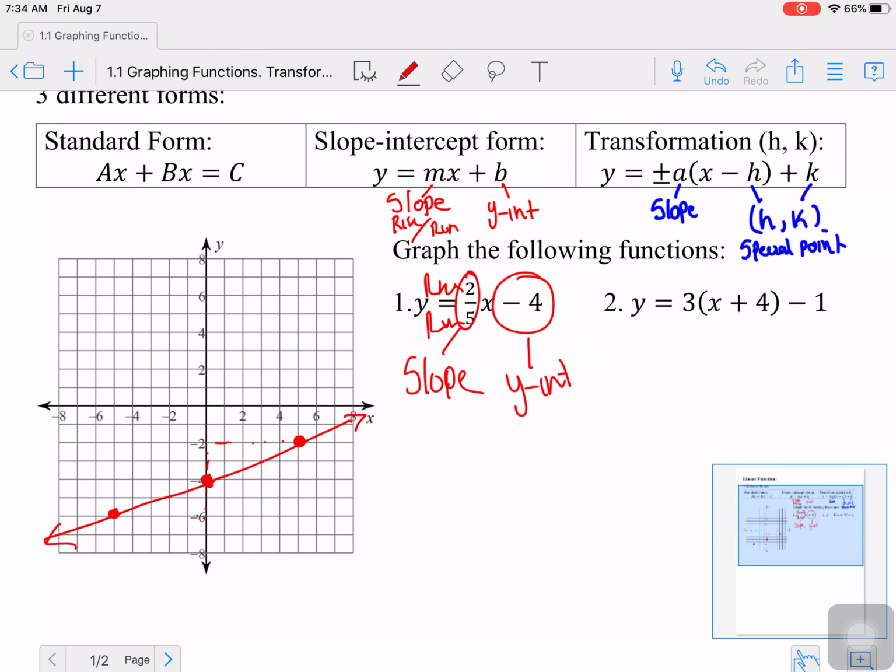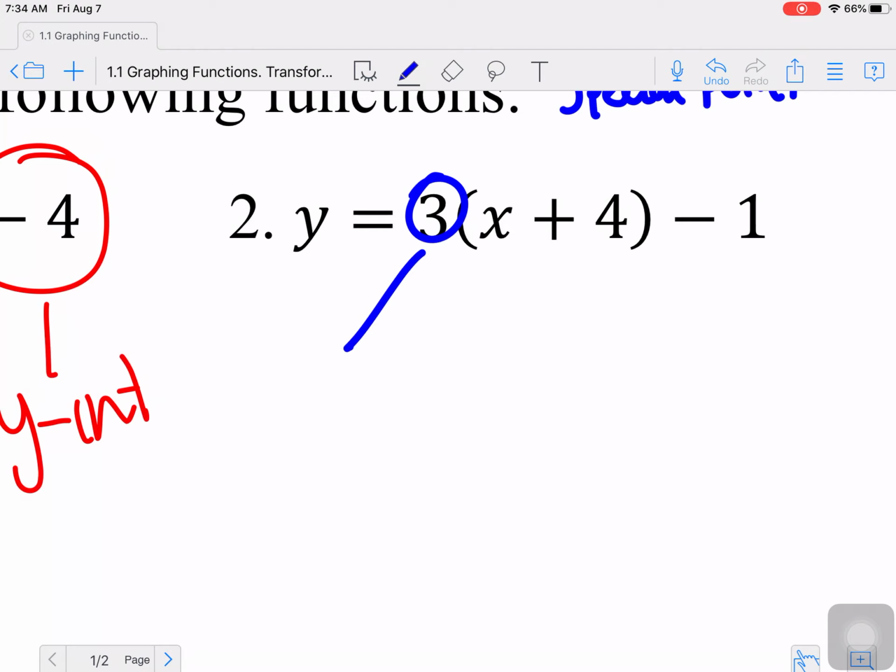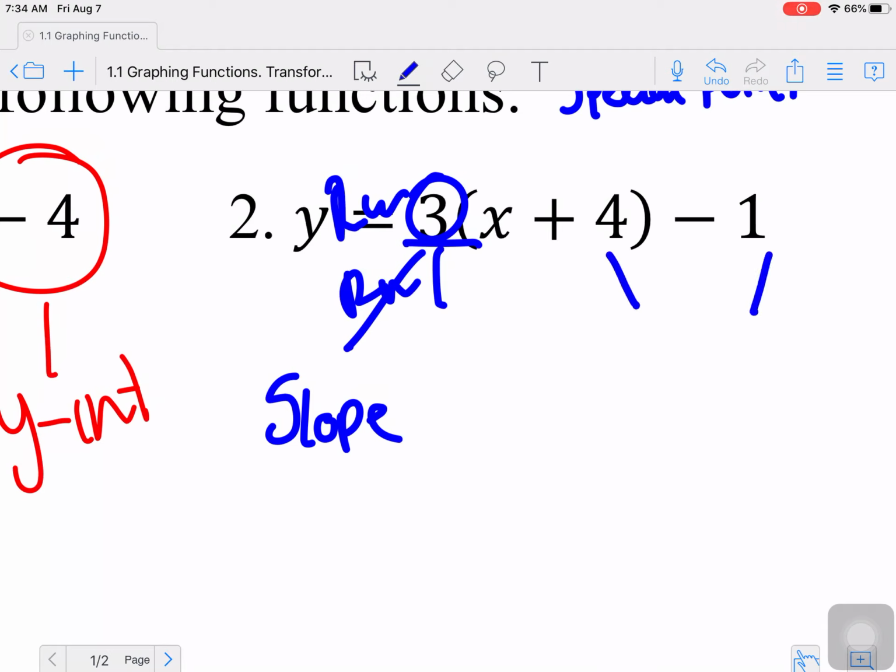The second one, as you can see, is in HK form. Let's see what kind of information it's given us. So again, I know that 3 is gonna be my slope. Notice that there's no number in the bottom, so I'm actually just gonna put it over 1. So there's my rise, and there's my run. Now, I know that 4 and 1 are going to be my special point.